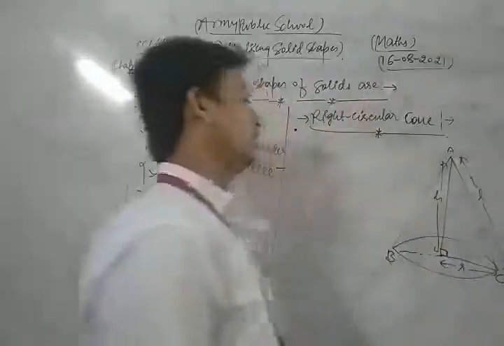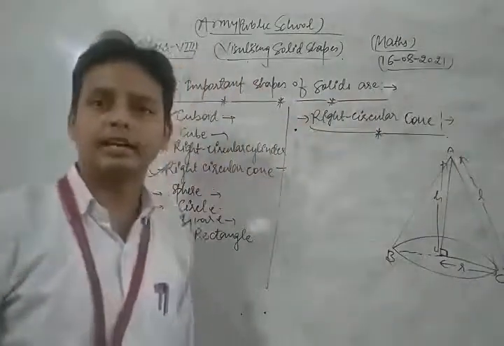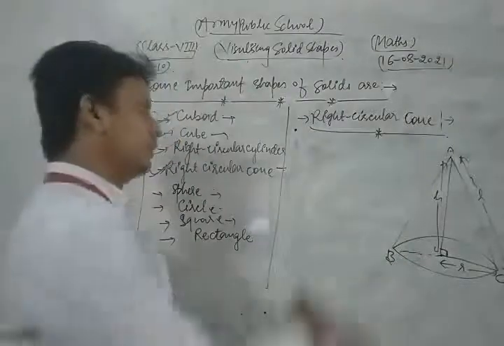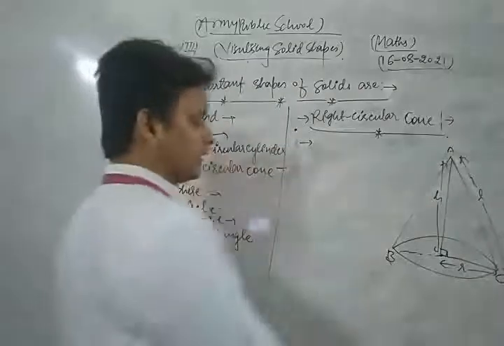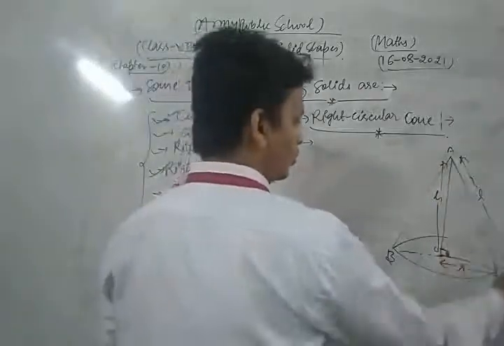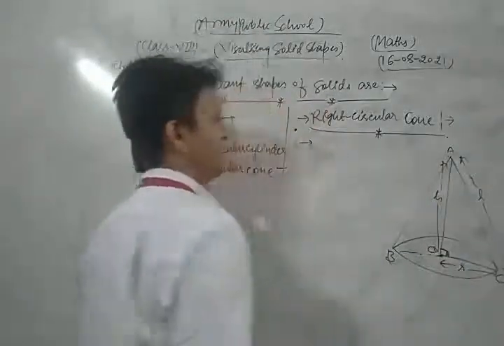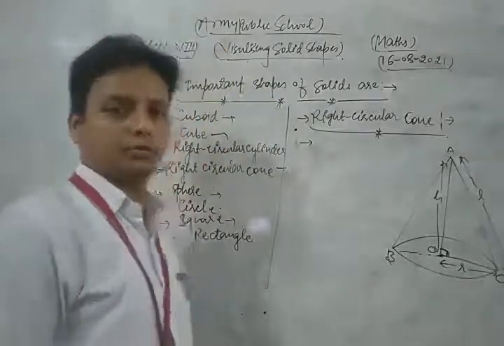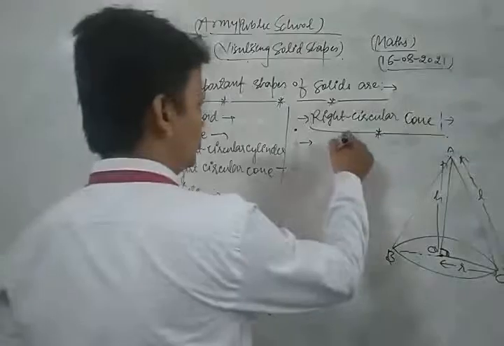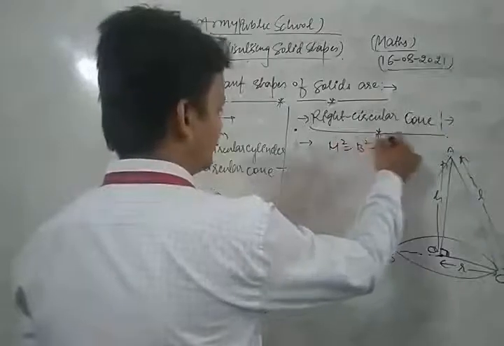Let AC be the slant height of the cone. First, a very important relation between slant height and radius of the cone. Look, AOC is the right angle triangle in which AC is your hypotenuse. Then you apply the Pythagoras property: hypotenuse squared is equal to base squared plus perpendicular squared.